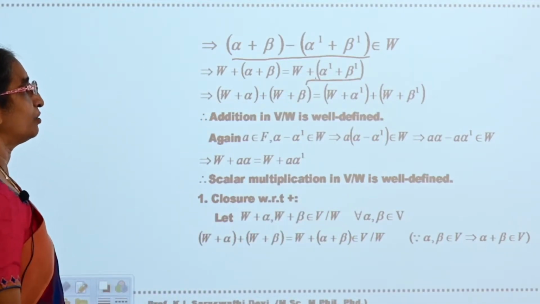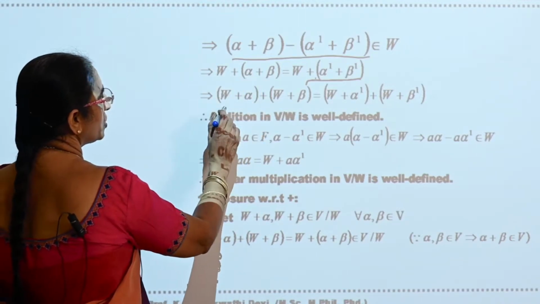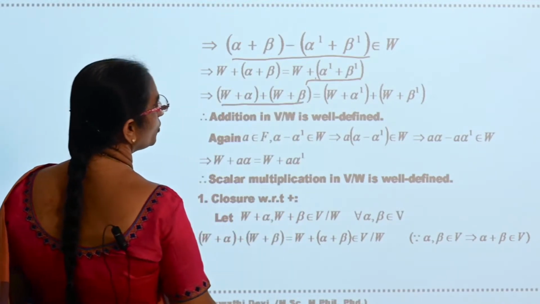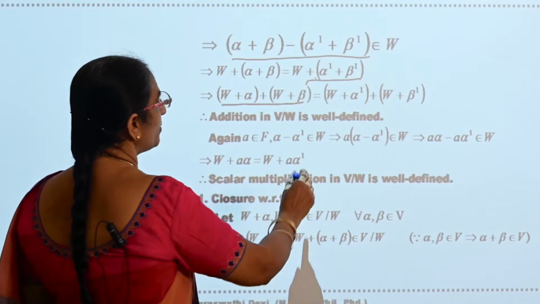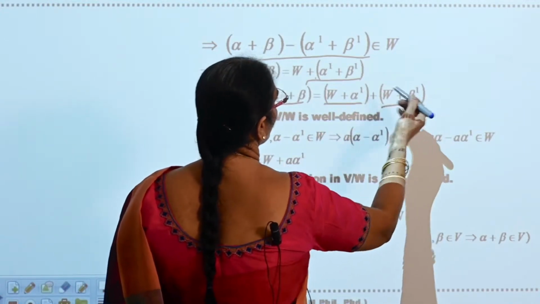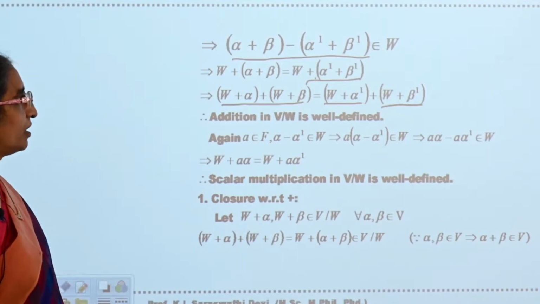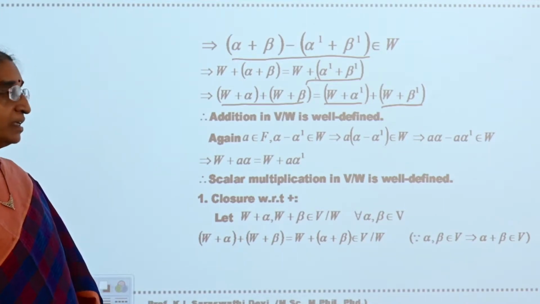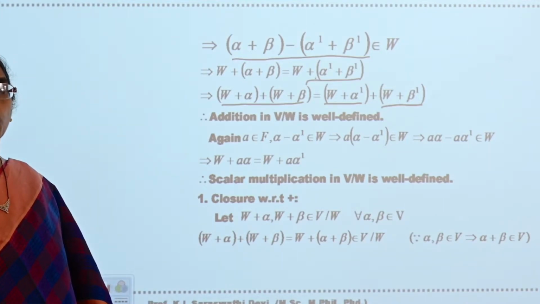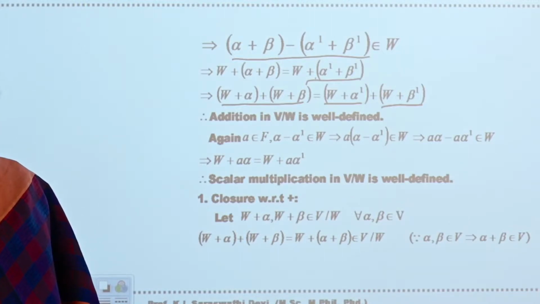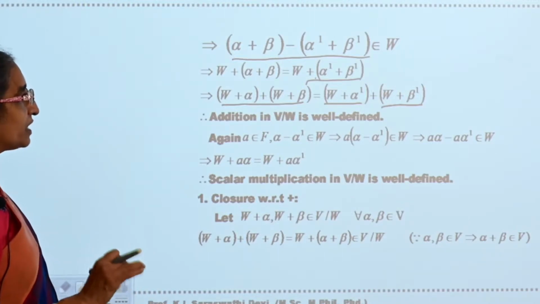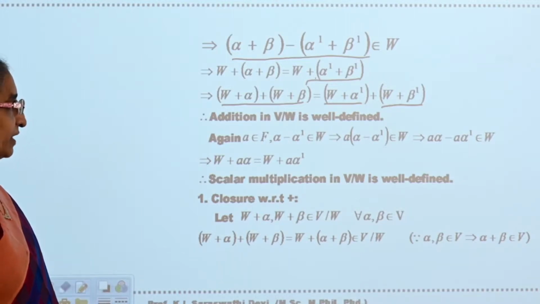Now this, according to the definition, is W plus alpha plus W plus beta, and this is W plus alpha dash plus W plus beta dash. Therefore you can say that the addition in V by W is well defined. Similarly, we will see the scalar multiplication.